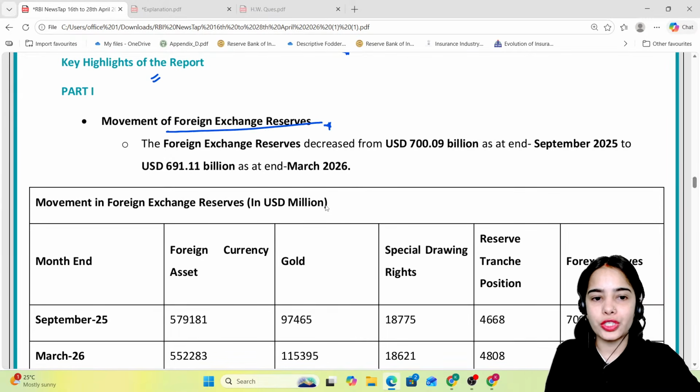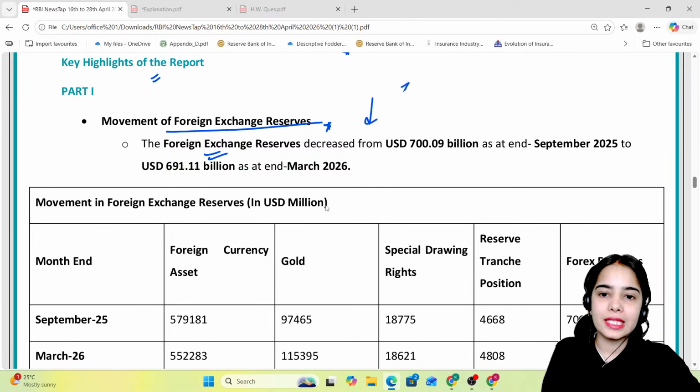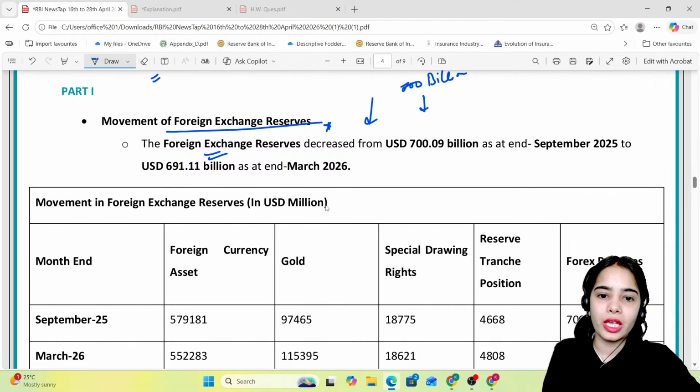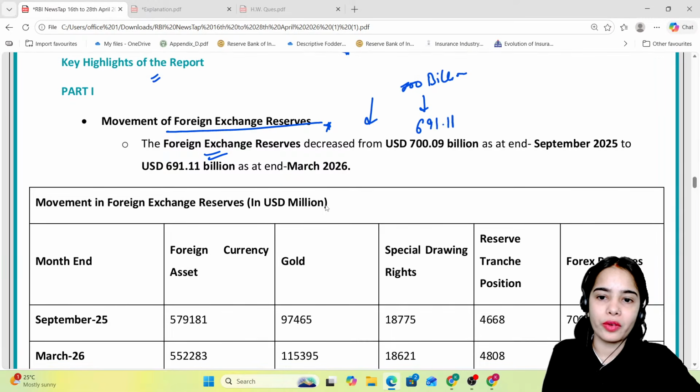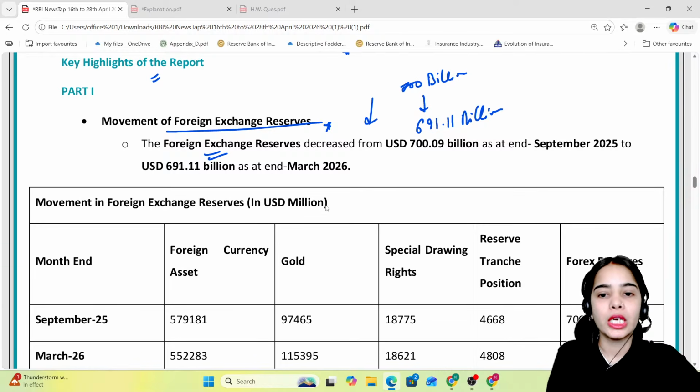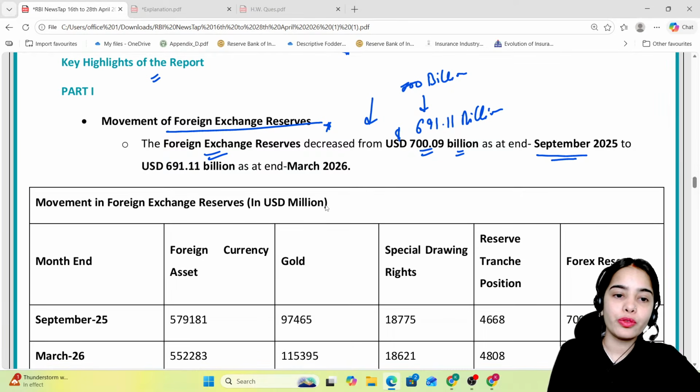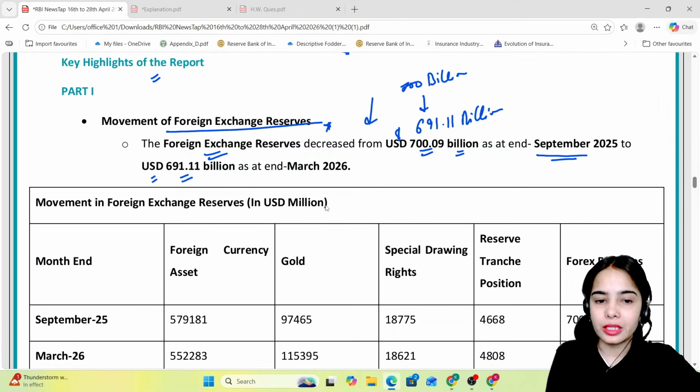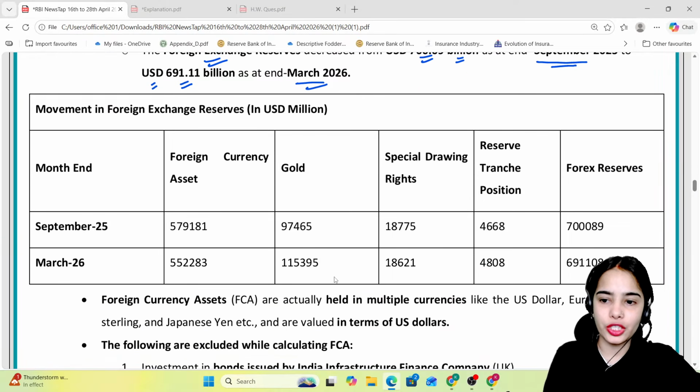Key highlights of the report: movement of foreign exchange reserves. The foreign exchange reserves have decreased from US dollar 700.09 billion as at the end of September 2025 to US dollar 691.11 billion as at the end of March 2026. So there is a decrease in the foreign exchange reserves.